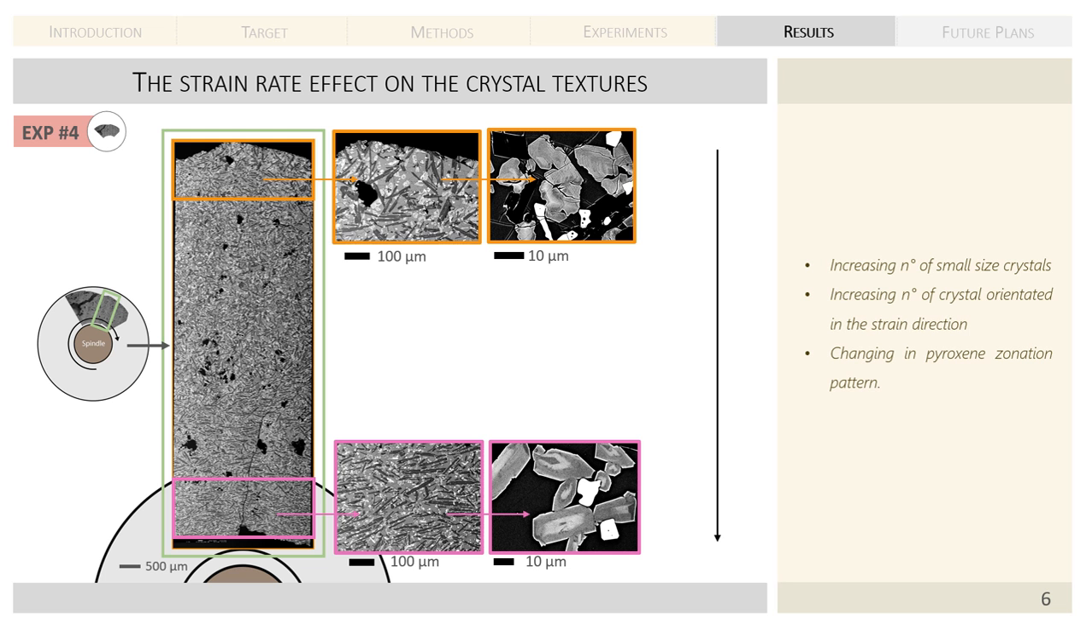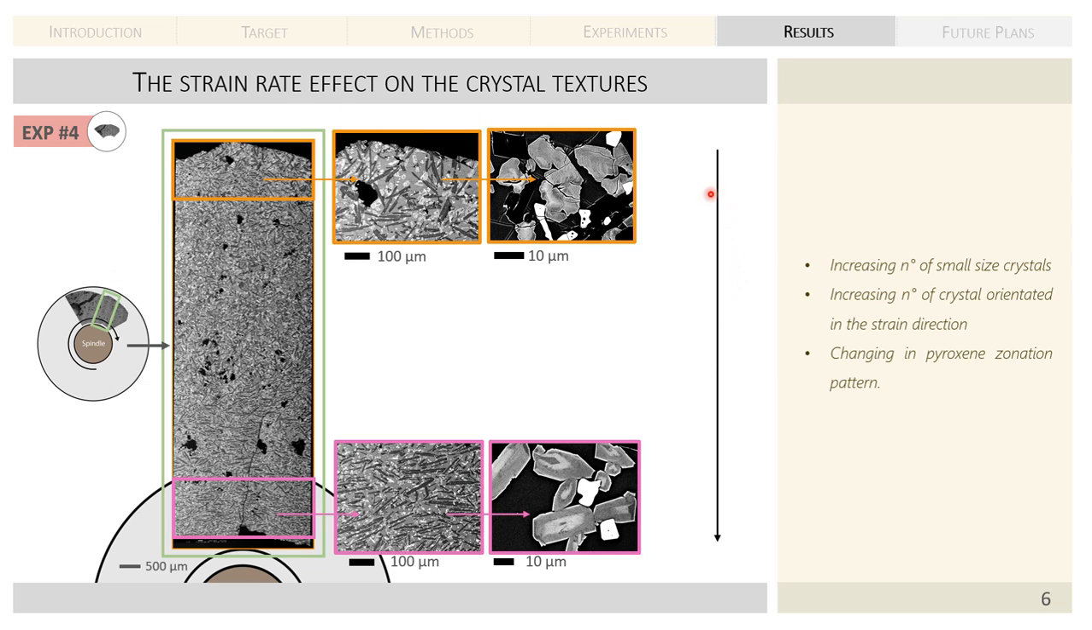From a first qualitative observation, as we can see here, the experimental product presents a gradual variation of the plagioclase size distribution moving from the external part of the sample to the core of the sample. Indeed, the core of the sample, the portion of material nearby the spindle, presents in general a higher number of crystals and an increase of small-sized crystal number. Moreover, the plagioclase in this area presents the long axis aligned in the strain direction, but also the zonation pattern of pyroxene presents a variation moving from the external to the internal portion of the sample.